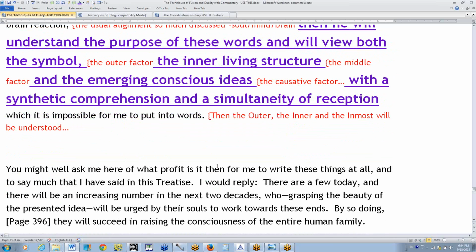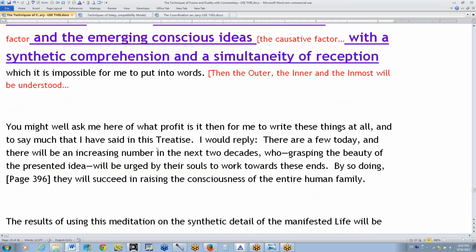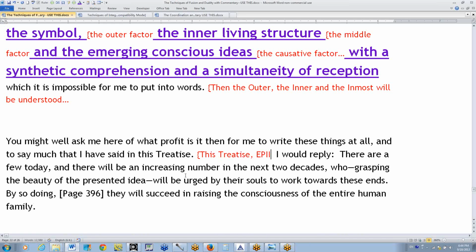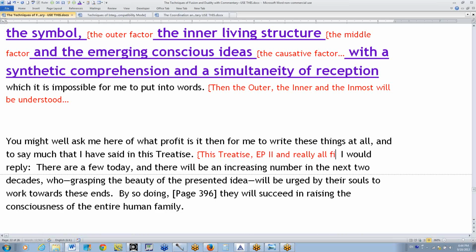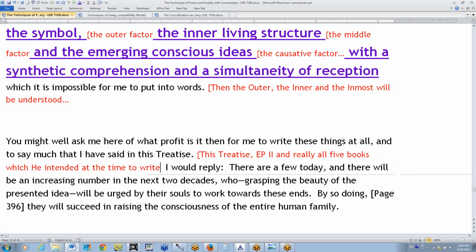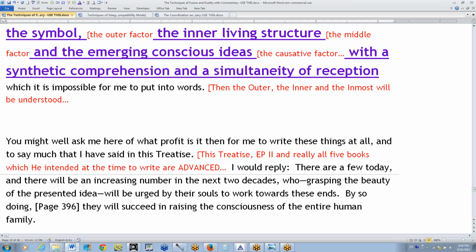You might well ask here of what profit it is for me to write these things at all, and to say much that I've said in this treatise. After all, this treatise, EP2, and really all 5 books which he intended at the time to write, are advanced, really. And I would reply, he says, there are a few today, and there will be an increasing number in the next 2 decades, so we're looking at the 40s and 50s, or maybe the 60s of the last century, who, grasping the beauty of the presented idea, will be urged by their souls to work towards these ends.